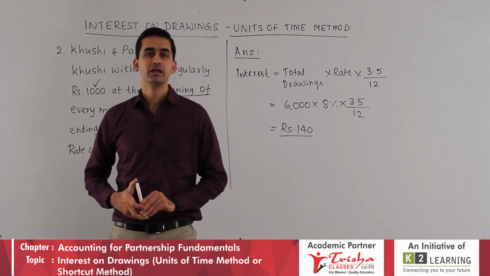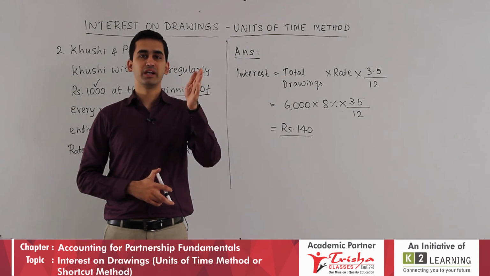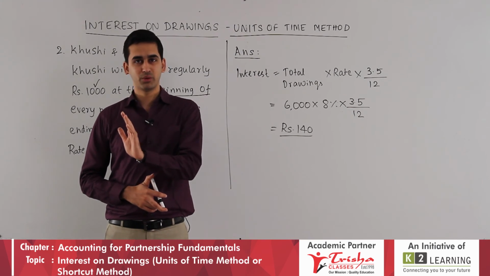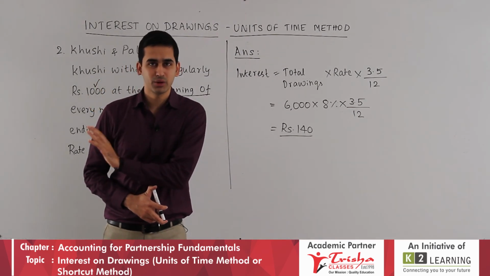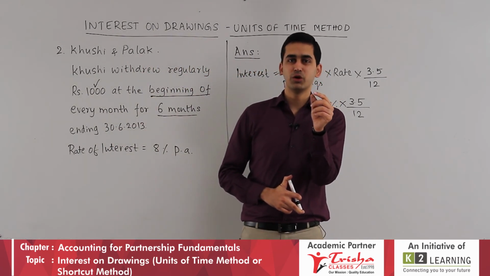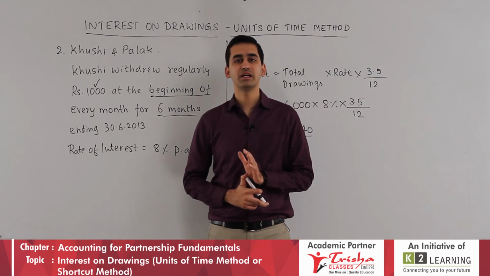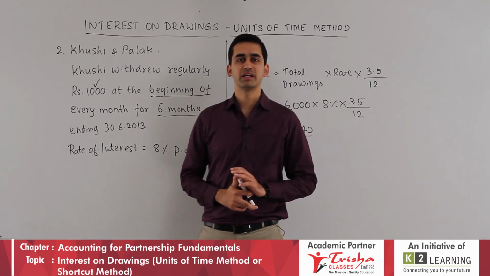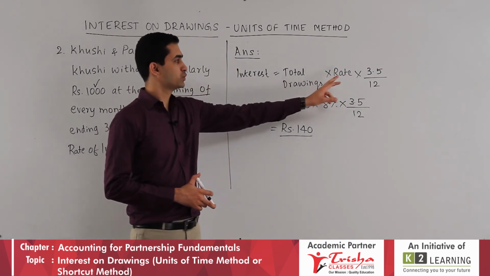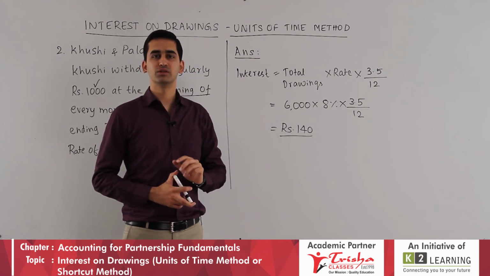I quickly repeat, if the number of months are 12, that is if drawing happens throughout the year, then at the beginning of the month I will do 6.5 by 12, at the end of the month I will do 5.5 by 12, at the mid of the month I will do 6 divided by 12. If the withdrawal happens only for half of the year, then that 6.5 will now become 3.5 by 12 if it is at the beginning. If it is at the end, it becomes 2.5 by 12. If it is at the mid of the month, then it becomes 3 divided by 12. Otherwise, these two terms will remain the same, only this part will change based on the number of months of withdrawals.